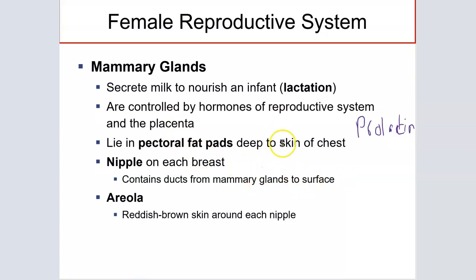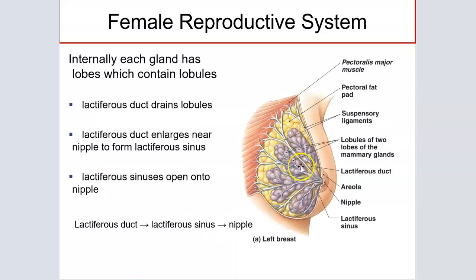We know that they're obviously in the chest, and you have the fat pads below it. And then we have the nipple, which is the opening, and that's going to have these ducts that we'll look at shortly. And then the areola is the red-brown pigmented area of skin around the nipple. So if we look inside the breast, you're going to have lobes, but we're going to call these lobules. They kind of look like clusters of grapes here. And these are the glands, the lactiferous or mammary glands, that make milk.